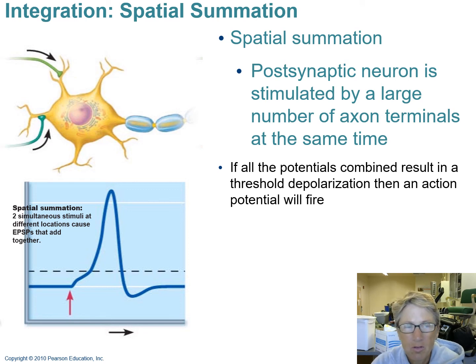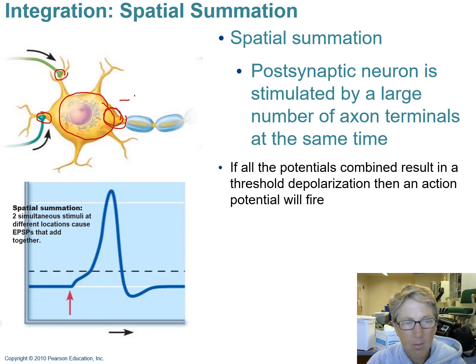So in spatial summation, the postsynaptic neuron, so here's our postsynaptic neuron, is stimulated by a large number of axon terminals at the same time. So it's just showing here 2 axon terminals are stimulating our postsynaptic neuron at the same time. And it says if all the potentials combined result in a threshold depolarization, then an action potential will fire. So whatever these stimulations are, if they're allowing for negative or positive charges to come in, if you can get the axon hillock to minus 55, that's threshold potential, and you will fire an action potential down the length of the axon.